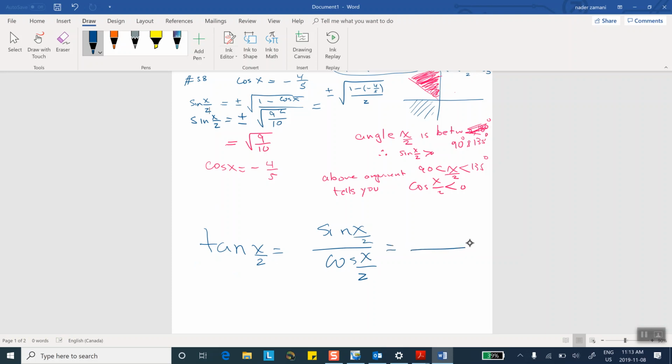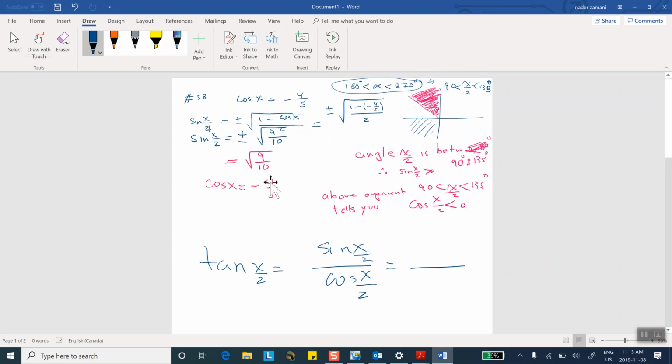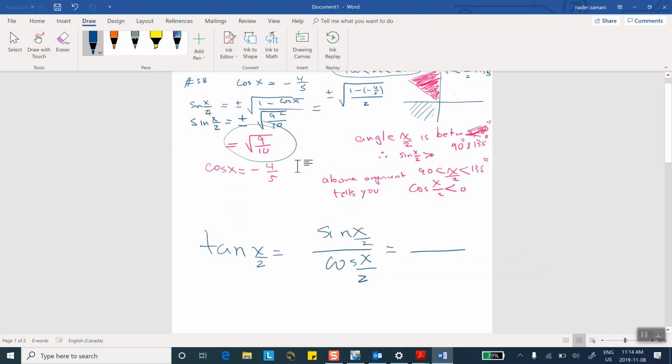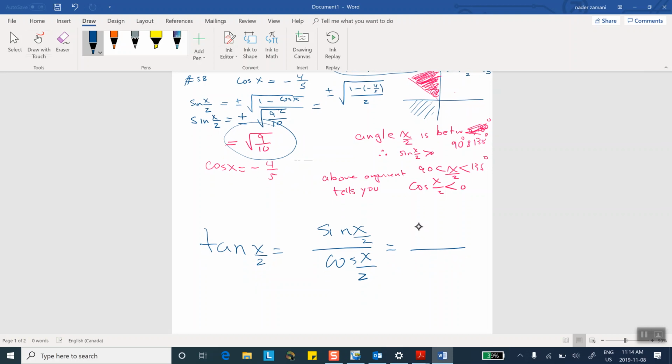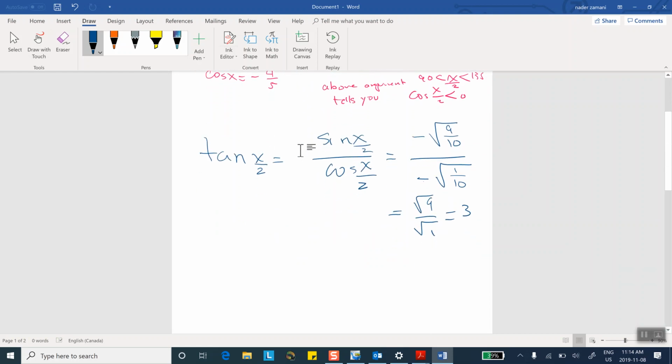We already got sine of x over 2. Can't remember what it was. Yeah, it was right there. So it's going to be minus root of 9 over 10. And we got the cosine that I just erased for you. Cosine of x over 2 was also minus 1 over 10. So this is root of 9 over root of 1, which is 3. This is doing it directly.